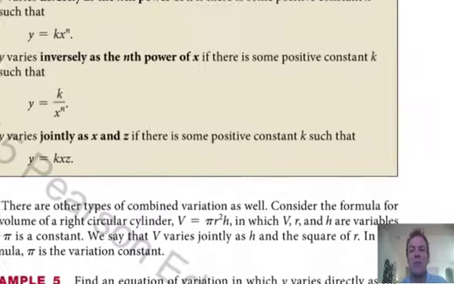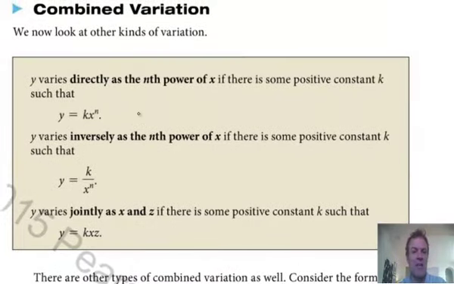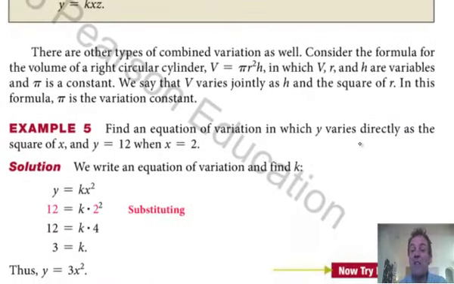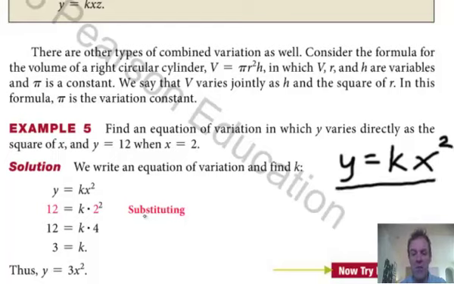Let's have a look at some more complicated ones. Remember, there could be all sorts of problems, inversely depending on squares or something like that. It could be different. Let's have a look at some examples. Equation of variation: y varies directly as the square of x. If it's directly, k is not going to be the denominator, that's inverse. If it was inversely, I would have put the x squared on the bottom. This is directly. There's my equation.